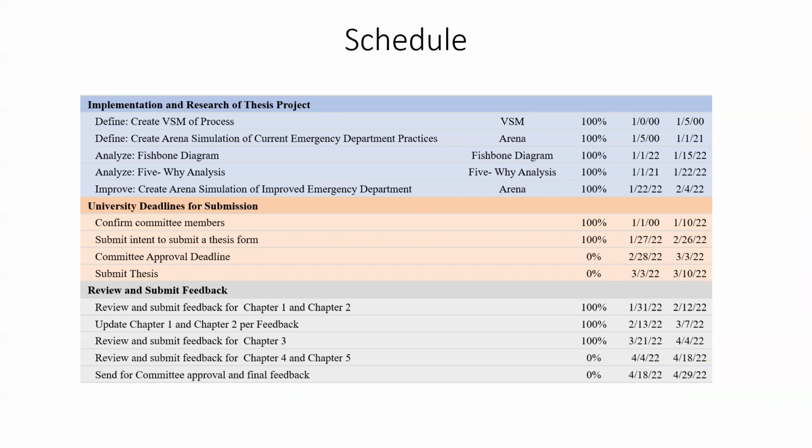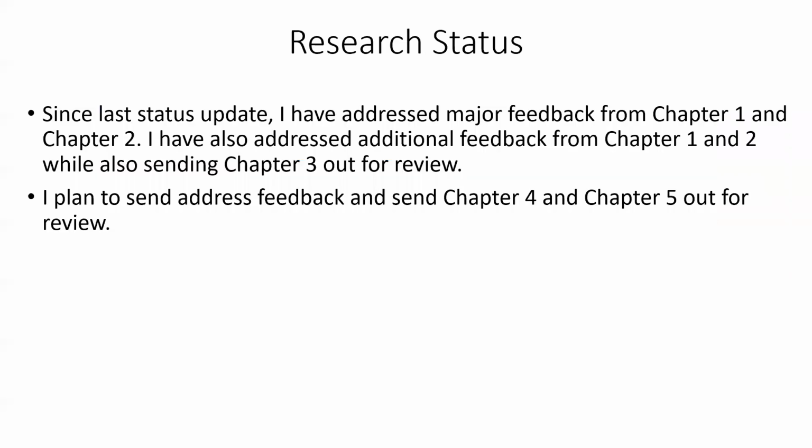And here is an outline of my schedule. I have thus far addressed many revisions of chapters 1 and 2. I've been updating consistently for the past month and a half, 2 months. And now I submitted chapter 3 and an updated chapter 1 and 2 per my committee members' feedback. After that, I'll send out chapters 4 and 5, send for committee approval and final feedback, and defend my thesis. That's laid out here in these bullet points: address major feedback for chapters 1 and 2, send out chapter 3, and sending out chapters 4 and 5 is my next pending item.